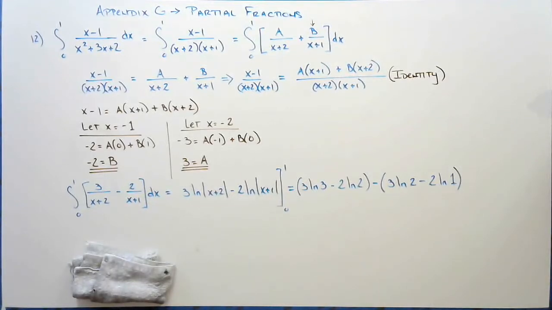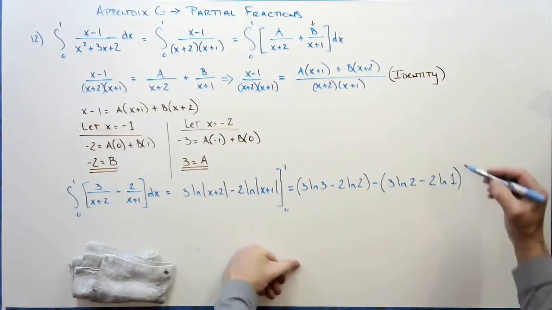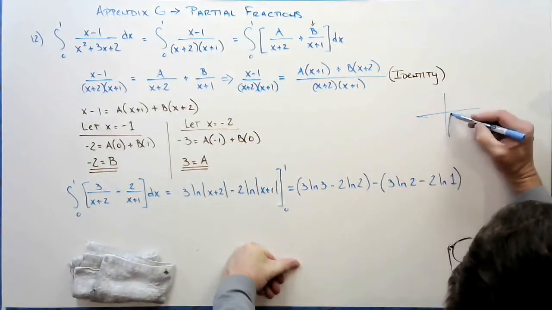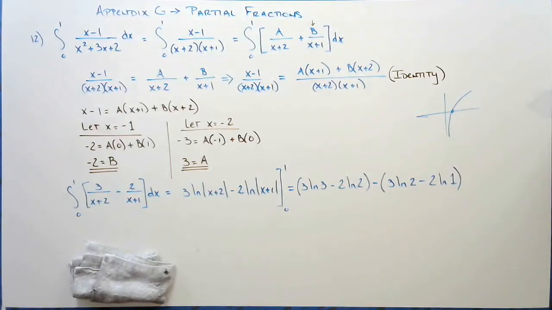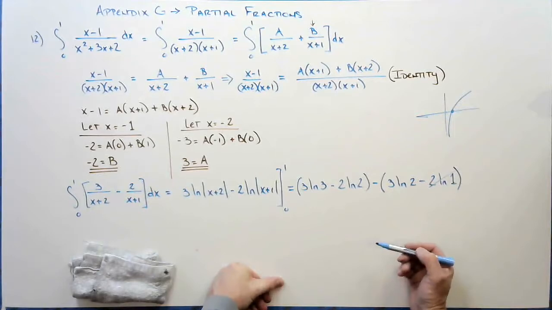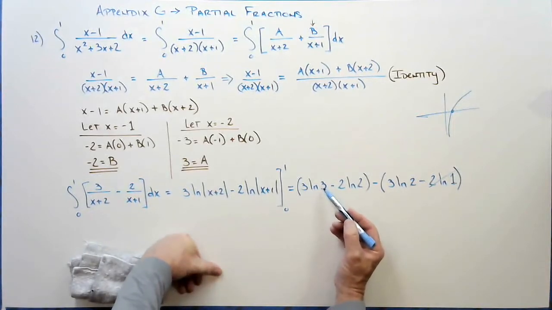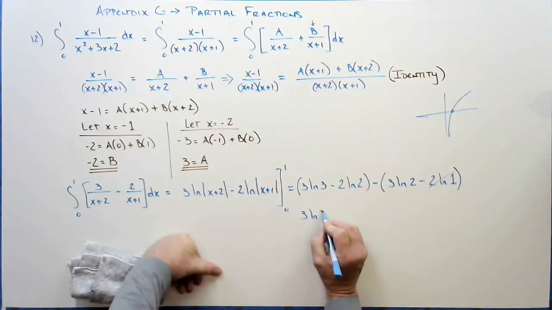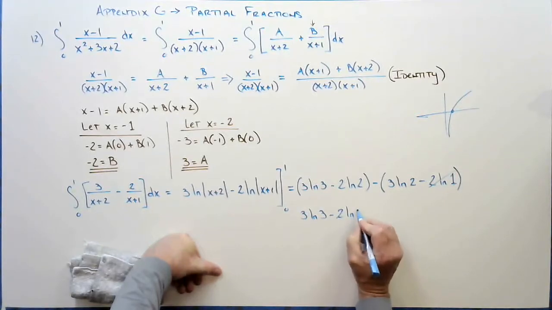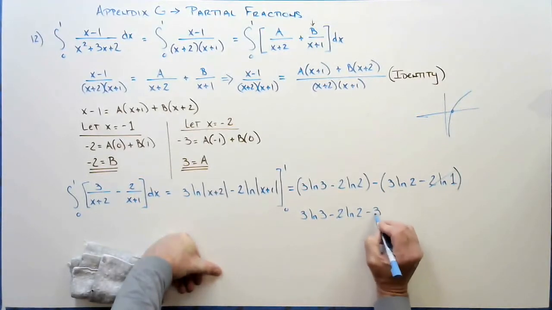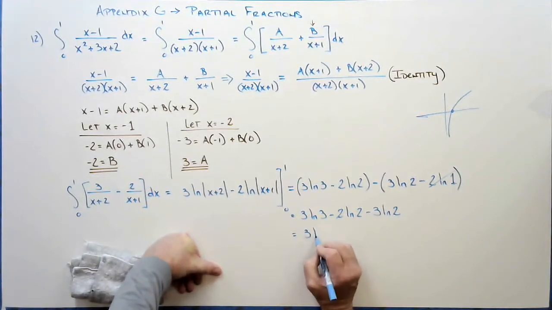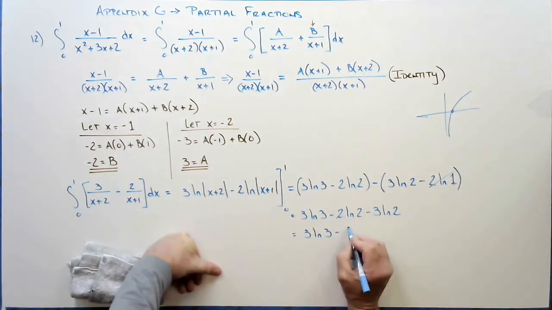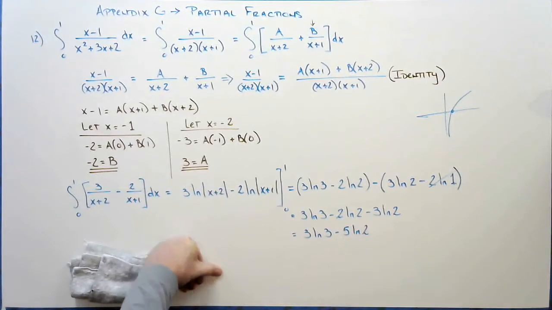Now, the natural log of 1 is 0, right? The graph of the natural log goes like this. So the natural log of 1 is 0. And so this goes away. We have 3 ln of 3 minus 2 ln of 2. And here we have minus 3 ln of 2. So that would give us 3 ln of 3 minus 5 ln of 2.